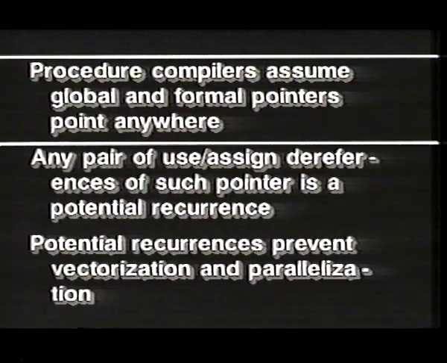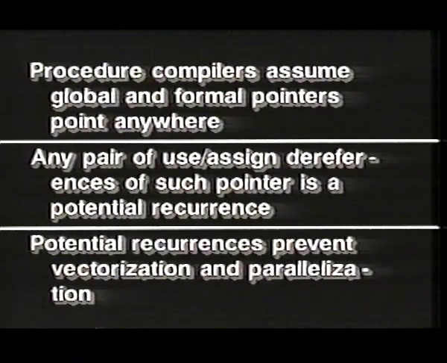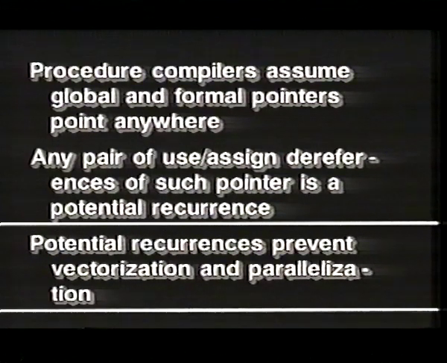Conventional C compilers must assume that global and formal pointers point anywhere in memory, or with ANSI C, at any object of the appropriate type. This means that any pair of pointer dereferences where one of the dereferences is a use and the other an assignment is a potential recurrence. Potential recurrences prevent vectorization and parallelization. The result has been that vectorizing C compilers aren't nearly as effective as vectorizing Fortran compilers if the user doesn't insert directives into his source or use command line options.